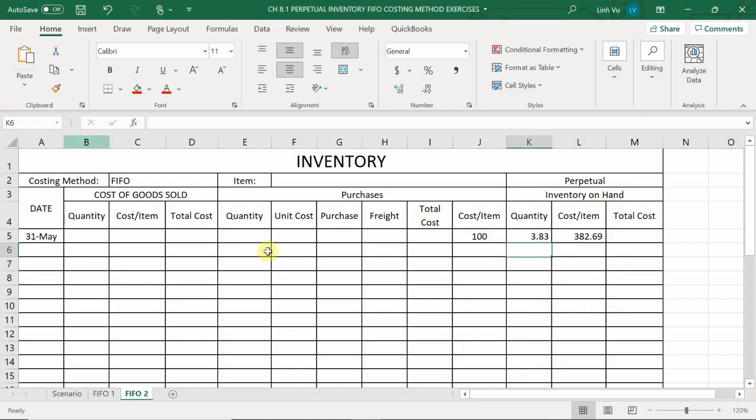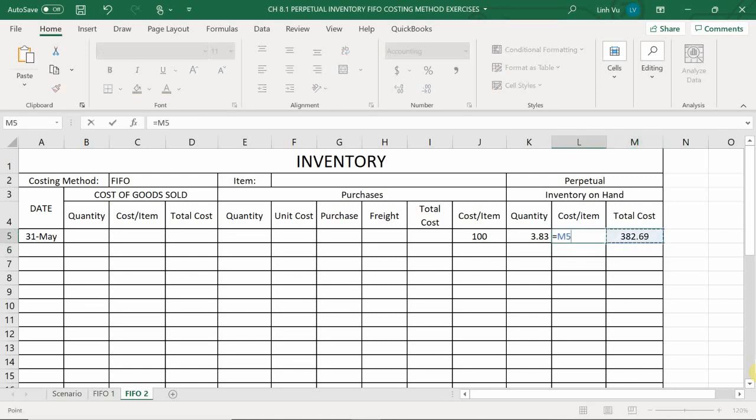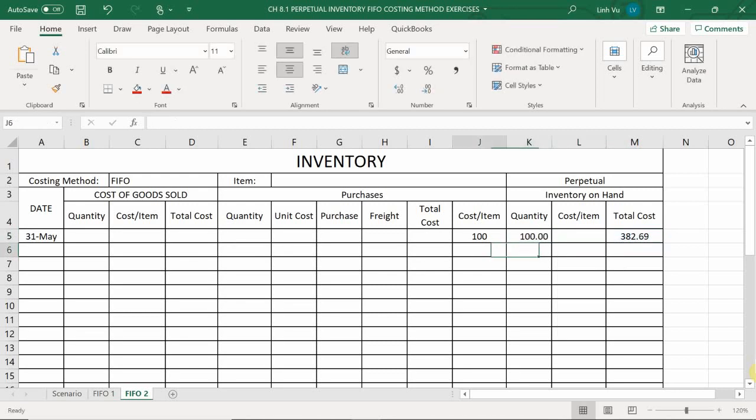Oh, I put everything in the wrong cells. Okay, let's do this again. 382.69. And we have 100 units left. All right, and this is going to be $3.8269.